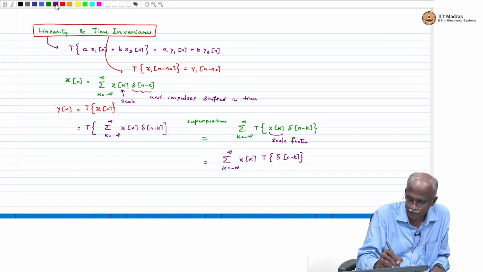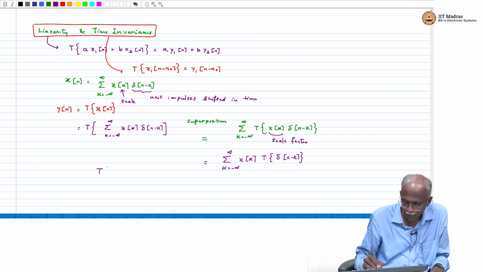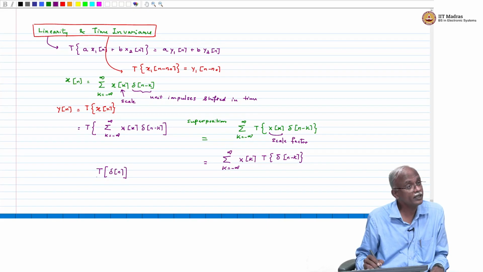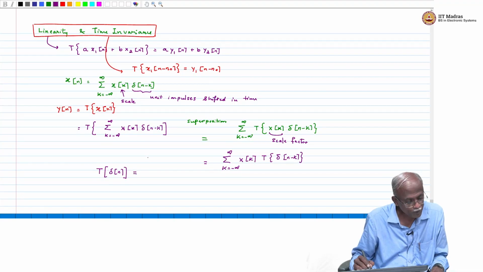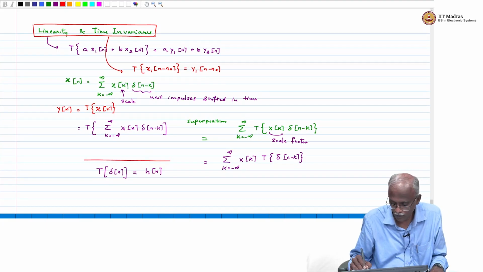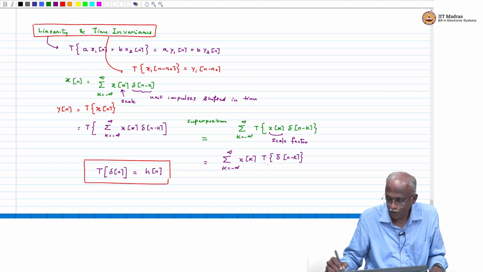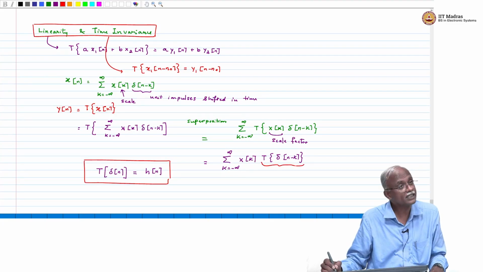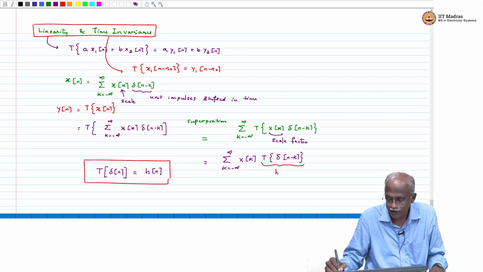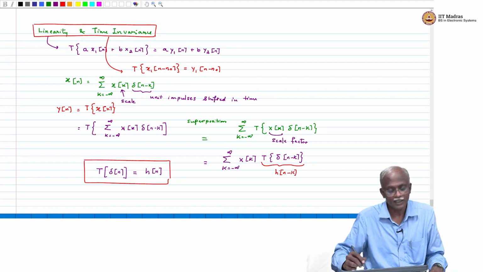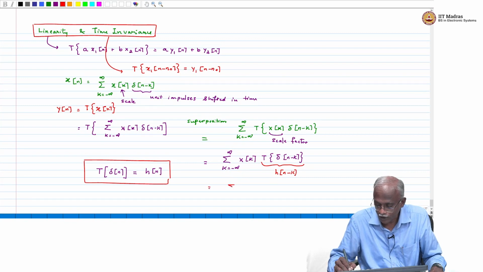Now, here comes the very important one. If you tell me what is the output if I apply the unit impulse input to this particular system, and this happens to be some sequence h of n, if this is known, what will be the transformation of delta of n minus k? It will be the same output sequence shifted by n minus k. So, this will be equal to summation k equal to minus infinity to infinity x of k h of n minus k.